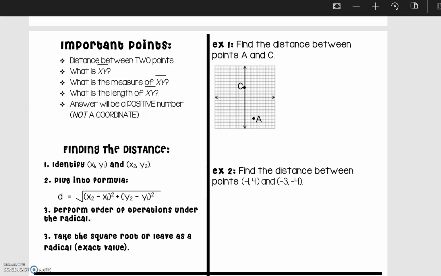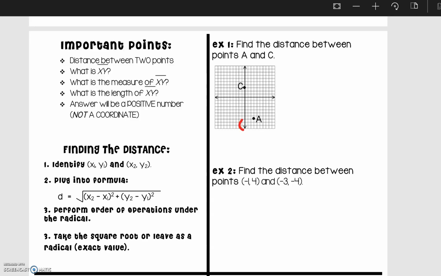You may see it written various ways. And remember that we talked about it yesterday. Your answer will always be a positive number. When we're talking about distance, it's going to be an actual value, not a coordinate. And then again, finding the distance, there is the formula and the steps to do it. We're going to jump right into the example. So the first thing you want to do is find out what are the ordered pairs for A and B.